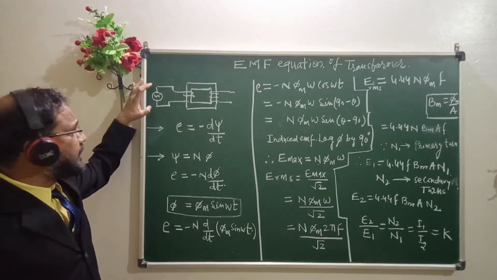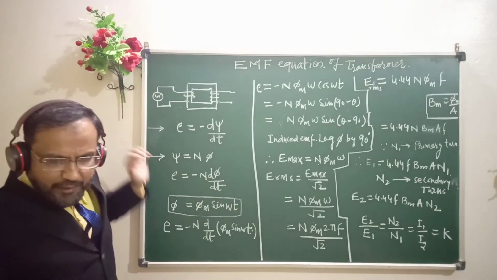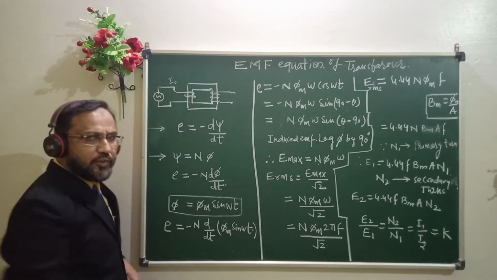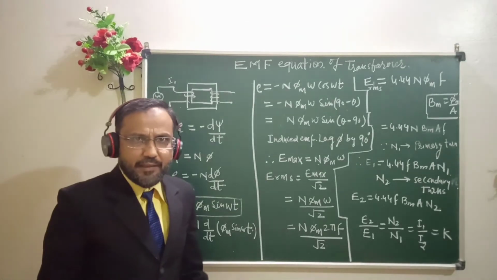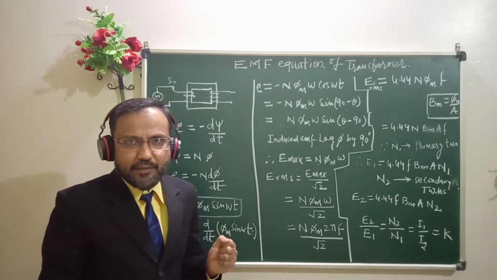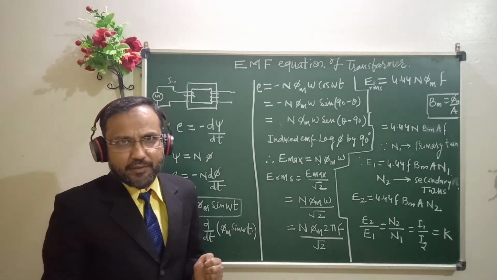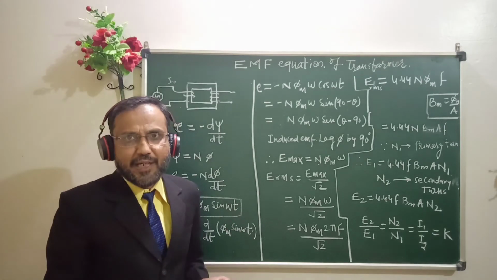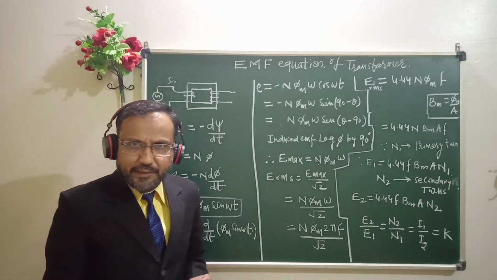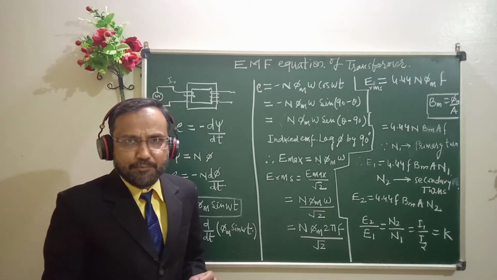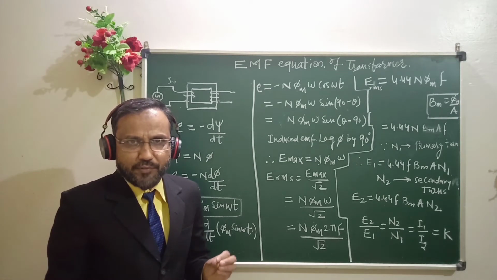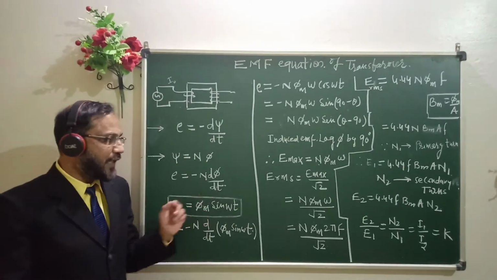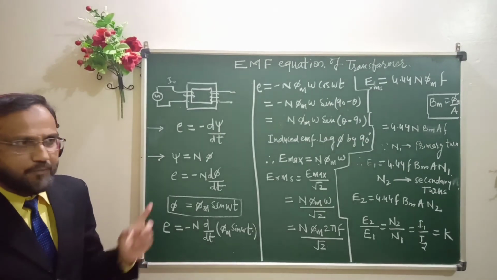When voltage V1 is applied to the primary winding, the primary circuit is closed and the no-load current, denoted by I0, flows through the primary winding. Remember, it has two components: one is the working component and the second is the magnetizing component. The working component IW is responsible for supplying the iron losses in the core, whereas the magnetizing component, denoted by IM, is mainly responsible for setting up the flux in the core. This flux is sinusoidal, denoted by phi equal to phi maximum sin omega t.